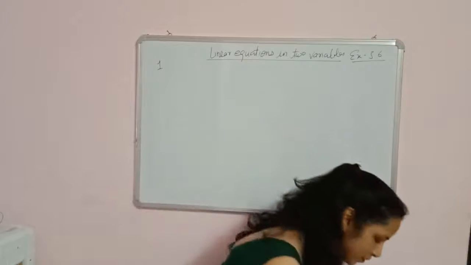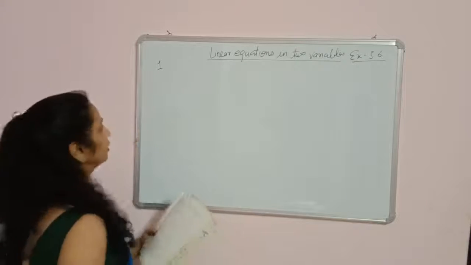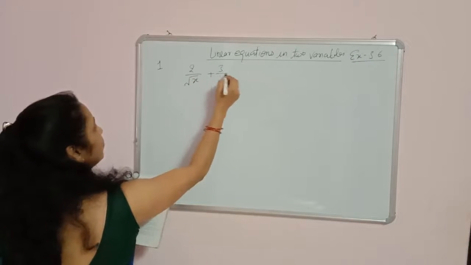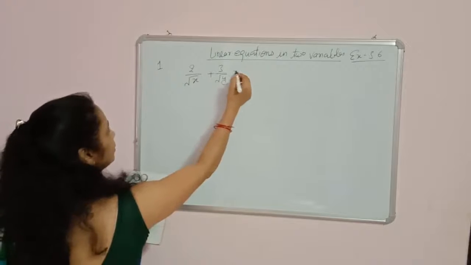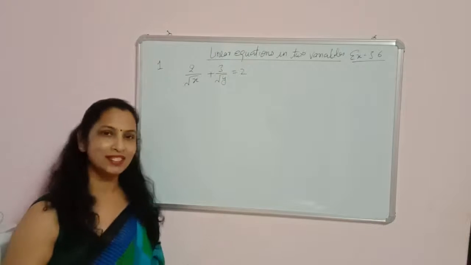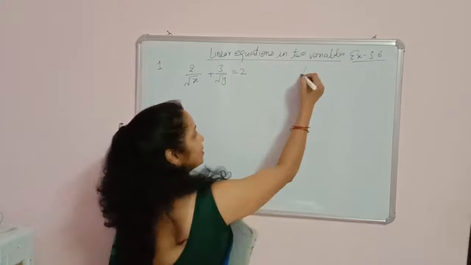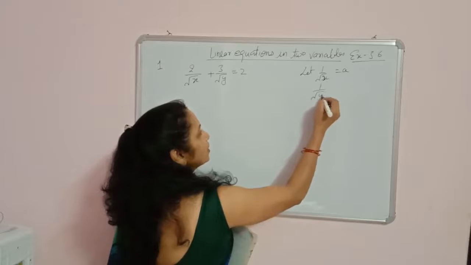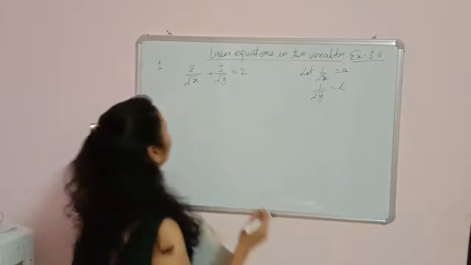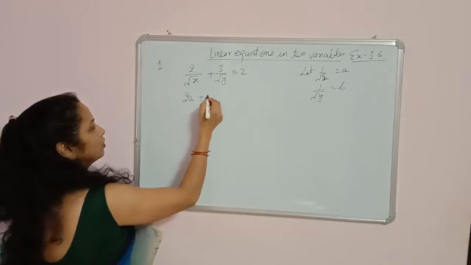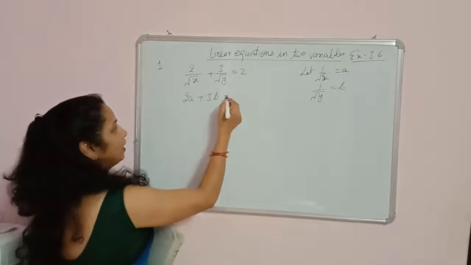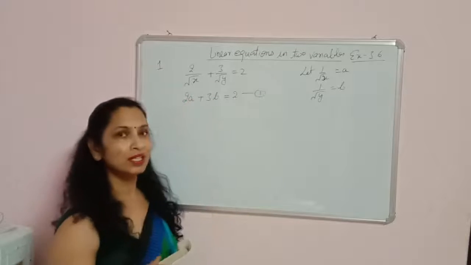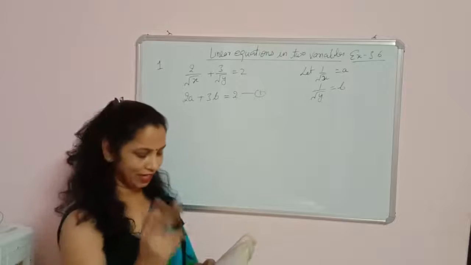Now the second part is actually the same. It is 2 upon under root x plus 3 upon under root y is equal to 2. So again in this equation we can reduce it, like let 1 upon root x be a and 1 upon root y be b. So what should be the equation now? It will be 2a plus 3b is equal to 2. This is the equation first, or if you are writing it as the first, then you can say this is the equation third, because we have the second equation.